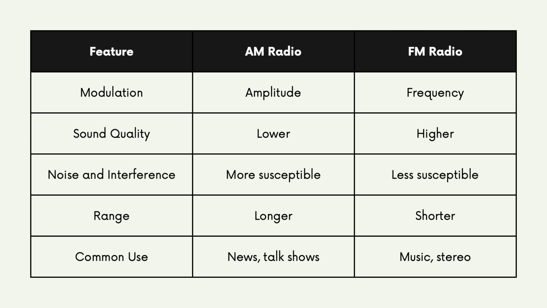But on the other hand, FM prioritizes sound fidelity. By using frequency modulation, it delivers crisp, clear audio but with a shorter broadcast range. This makes FM perfect for enjoying music without interruptions.